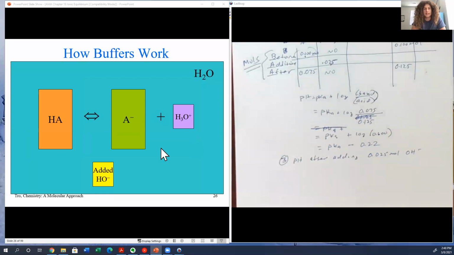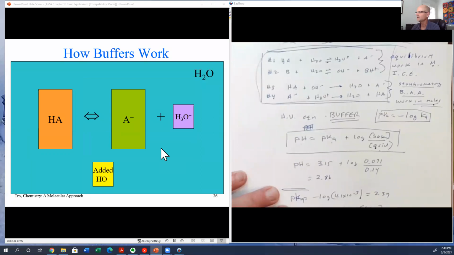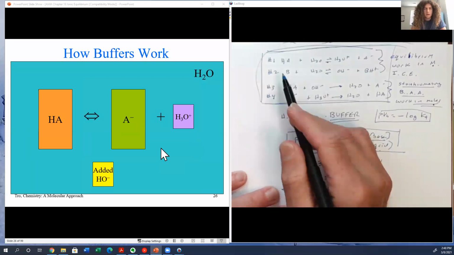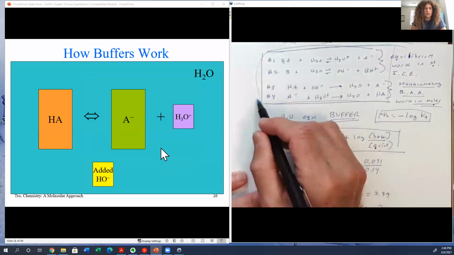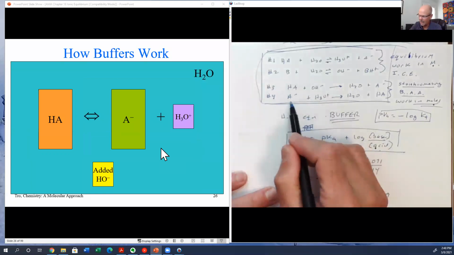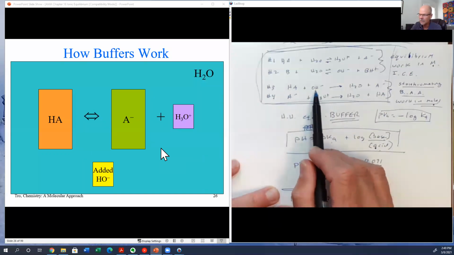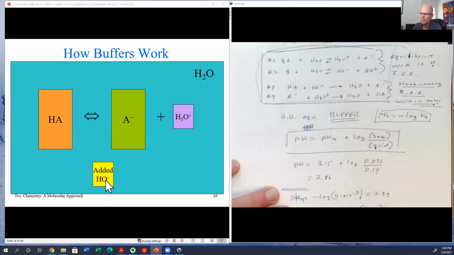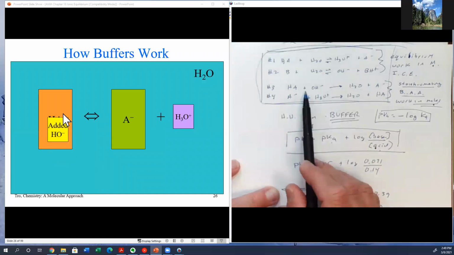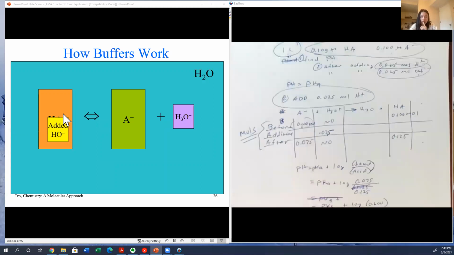It reacts with the acid. Correct, it reacts with the acid. So which equation do I want in that case? Number 4. No, sorry, I'm adding OH minus, right? What's the OH minus we're reacting with? HA, the acid. So which equation do I want? Number 3. Okay, I want equation number 3.